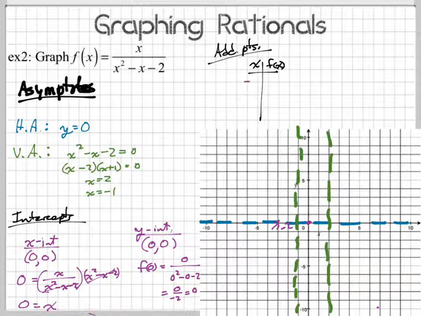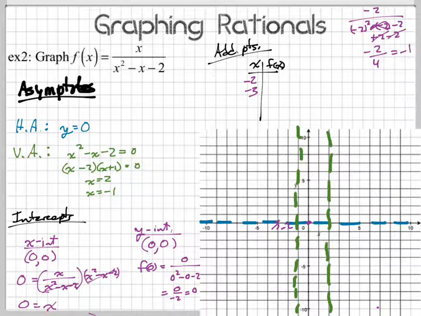So I put a -2 right here, and I put -3. When I plug in -2, what do I get? There's lots of math here. -2 squared minus -2 minus 2. That becomes a positive 2 minus a 2, so those cancel out. -2 squared is going to be 4, so I have -2 over 4, which equals -1/2.